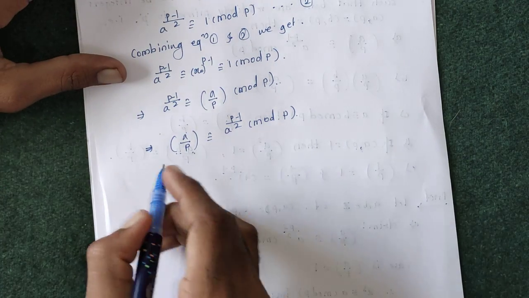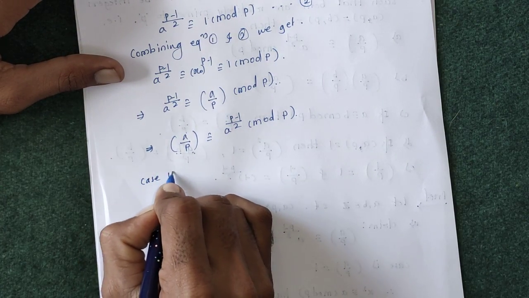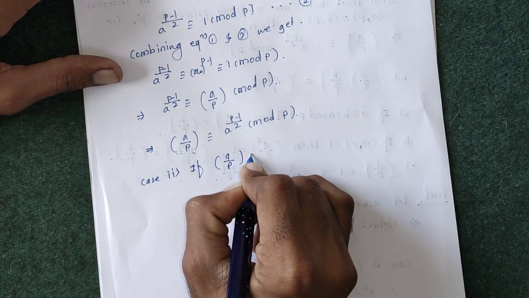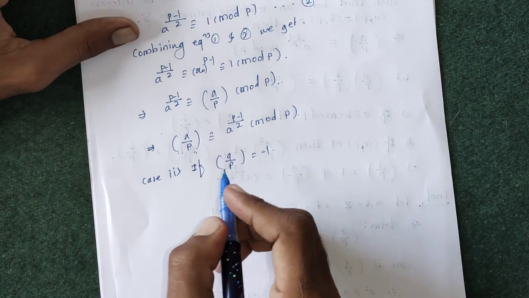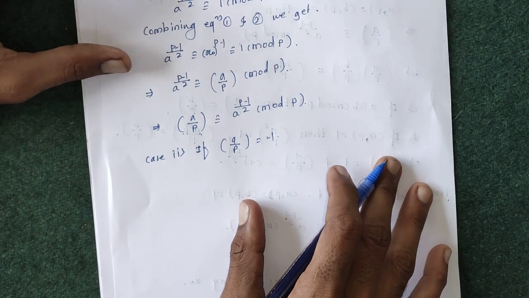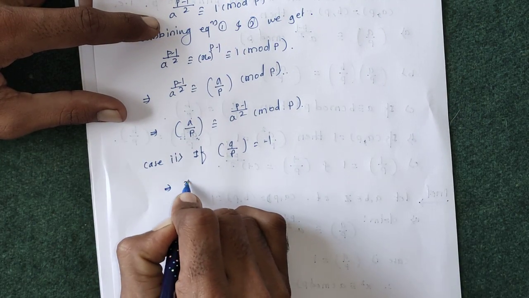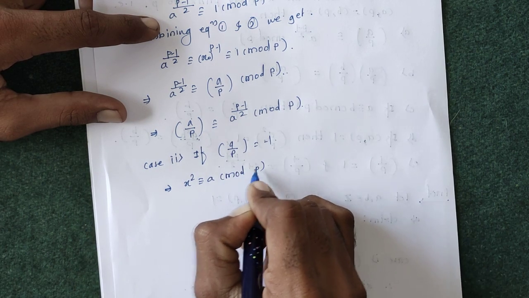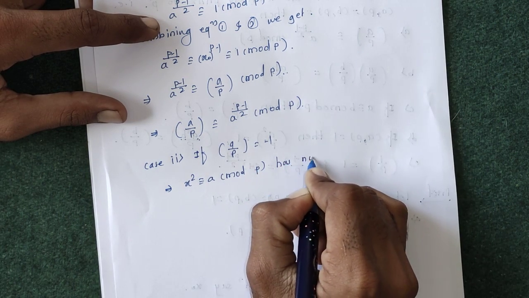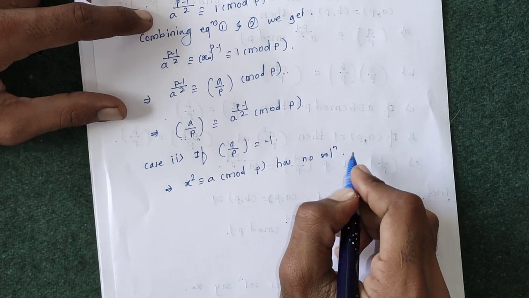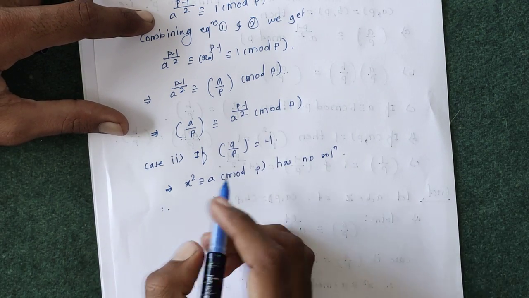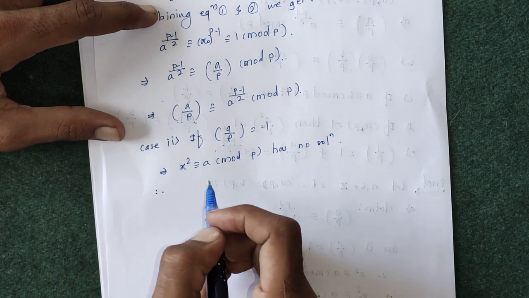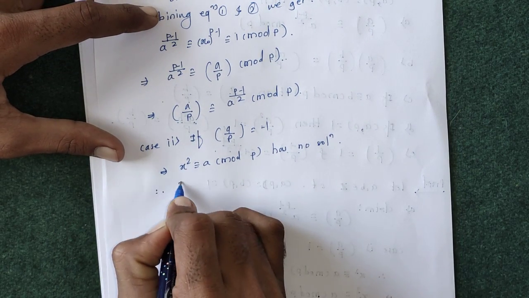Now in the second case, if the Legendre symbol of a and p is equal to minus 1, it means the congruence x square is congruent to a mod p has no solution. Therefore we are going to prove this, like in the proof of Wilson's theorem.